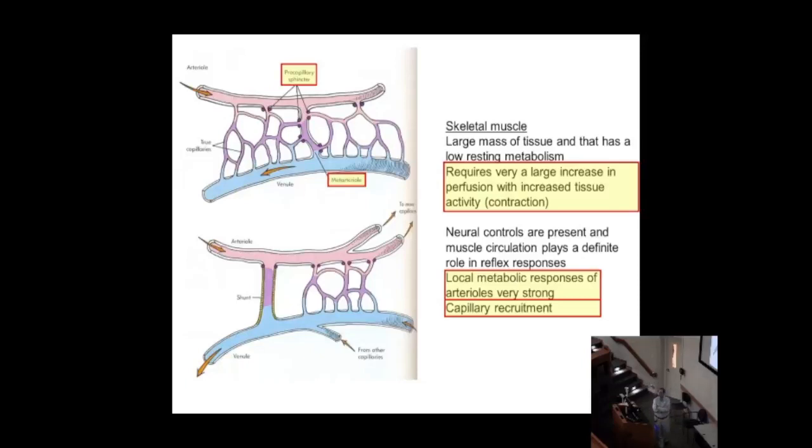The local controls override the sympathetic response in skeletal muscle. Increased demand, increased flow, but only where you need it. Constriction everywhere else to maintain blood pressure.